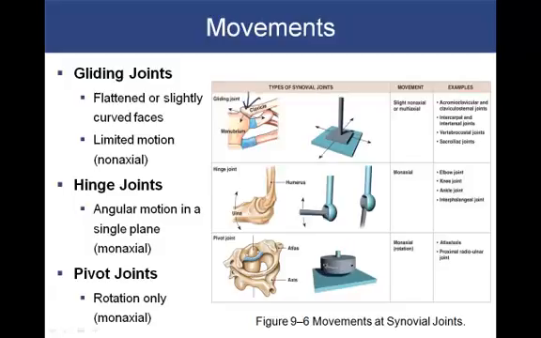Hinge joints create an angular motion in a single plane, so this is monaxial. Here we have the articulation of the humerus and the ulna, and you can see that you're only able to move your elbow in angular motion in a single plane, so it's monaxial. Pivot joints rotate on a monaxial axis. The articulation between the atlas and axis, or C1 and C2, allows for this type of movement.